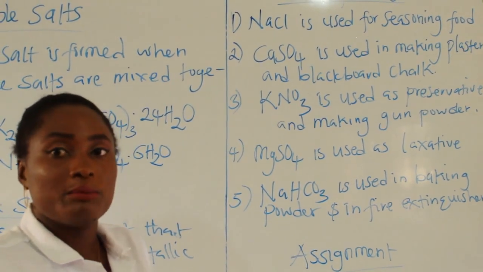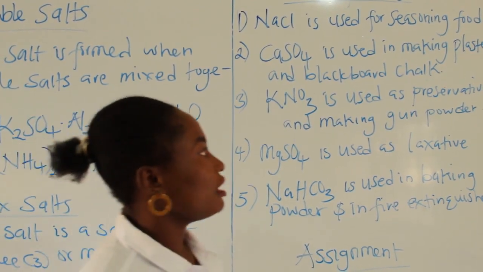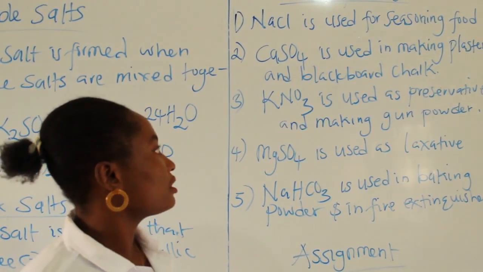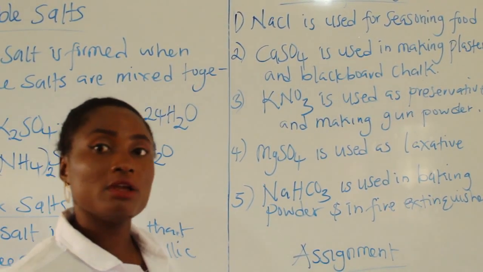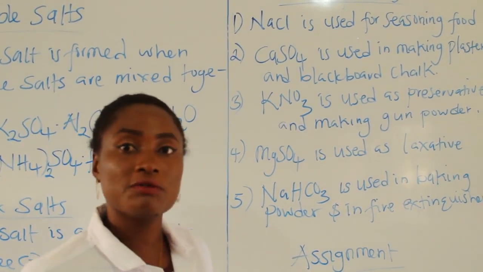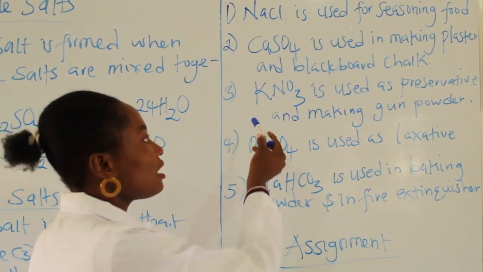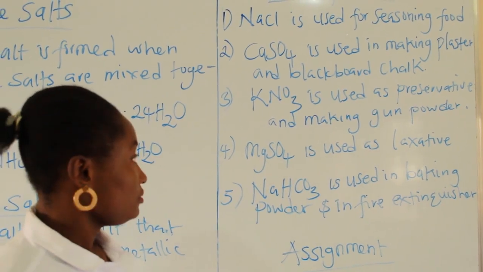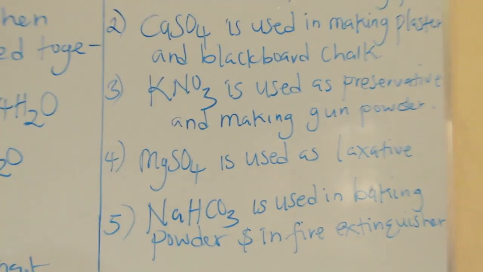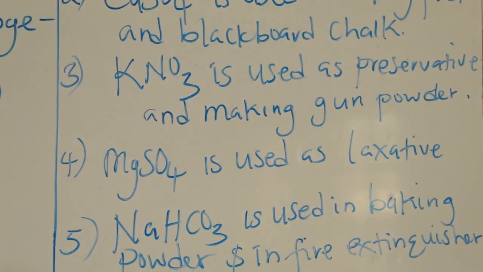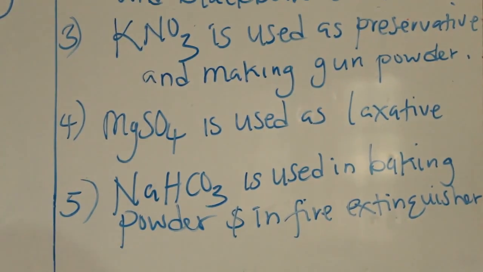And then blackboard chalk. For those of you that went to public school, they use blackboard chalk there. It's made from calcium sulfate. You can even make blackboard chalk by yourself. Maybe when we resume, you can come get some calcium sulfate from me to make a chalk. Now, number 3, potassium nitrate, is used as a preservative. That's what they use in preserving meat, and also in making gunpowder. I know you know what gunpowder is.